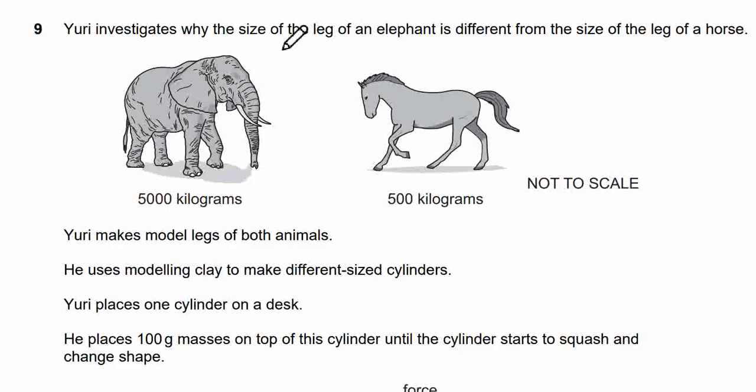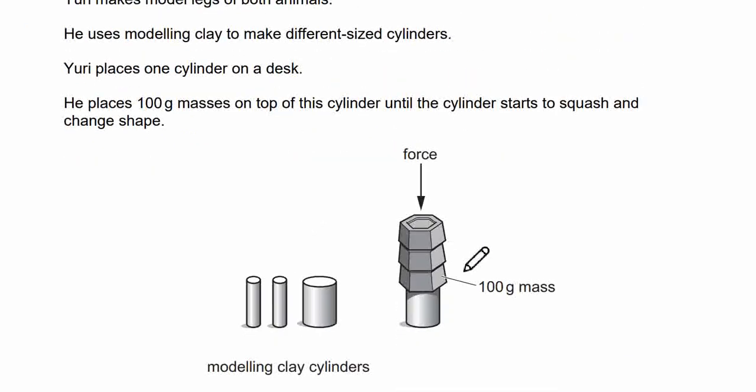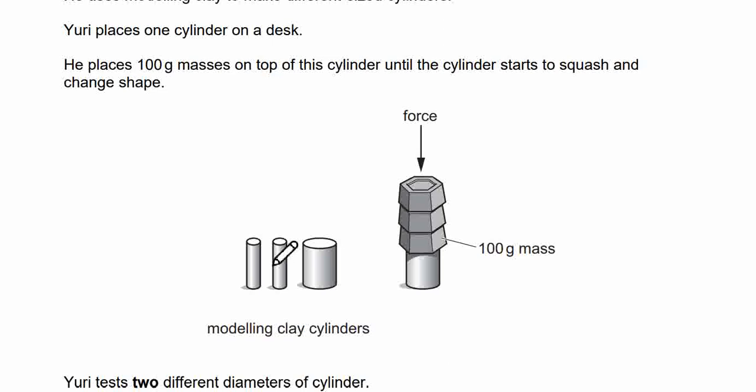Next. Question 9. Yuri investigates why the size of the leg of an elephant is different from the size of the leg of a horse. Yuri makes model legs of both animals. He uses modeling clay to make different size cylinders. Yuri places one cylinder on a desk. He places a 100-gram mass on top of this cylinder until the cylinder starts to squash and change shape. This modeling clay cylinder represents the elephant, and this represents the horse.